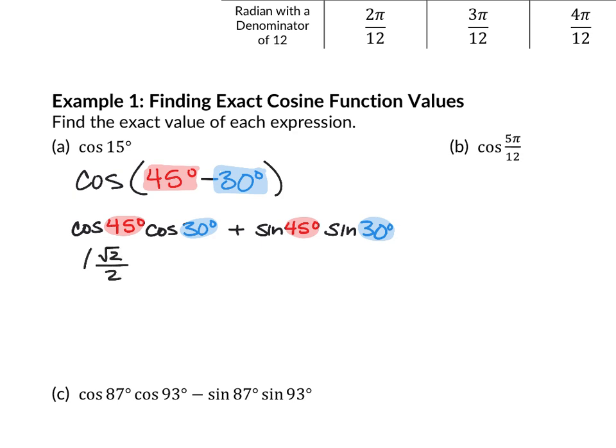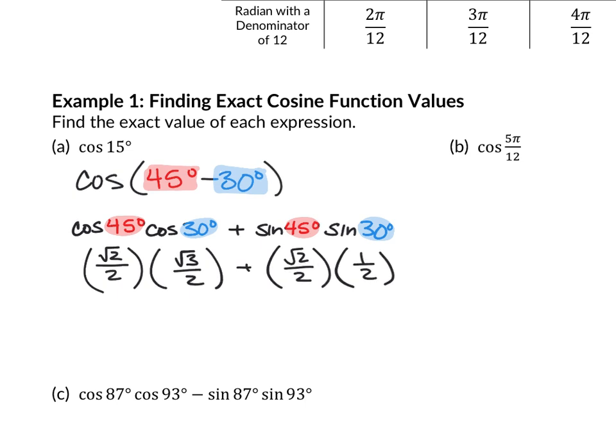Square root 2 over 2. Okay. What is the cosine of 30 degrees? Square root 3 over 2. And then we're going to add the sine of 45 degrees, which is also square root 2 over 2, and multiply that by the sine of 30 degrees. What's the sine of 30 degrees?